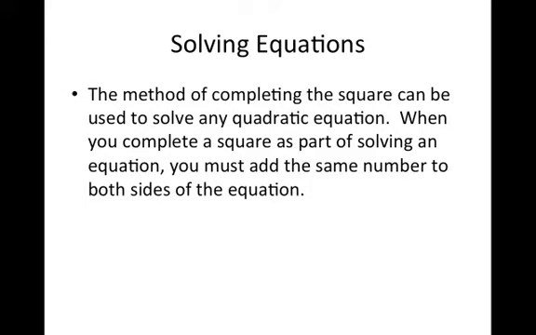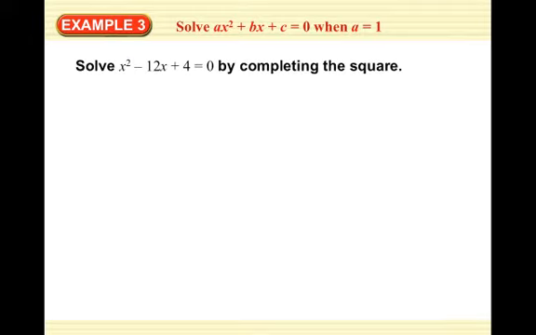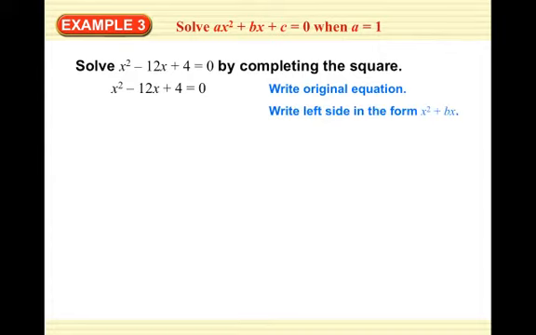Solving equations. The method of completing the square can be used to solve any quadratic equation. When you complete a square as part of solving an equation, you must add the same number to both sides of the equation in order to keep balance, to keep the statement of equality true. So we are going to solve x squared minus 12x plus 4 equals 0 by completing the square. So we're going to write the original equation: x squared minus 12x plus 4 equals 0. And then we're going to write the left side in the form x squared plus bx. That means we need to subtract the 4 over to the other side. So we're going to have x squared minus 12x equals negative 4.